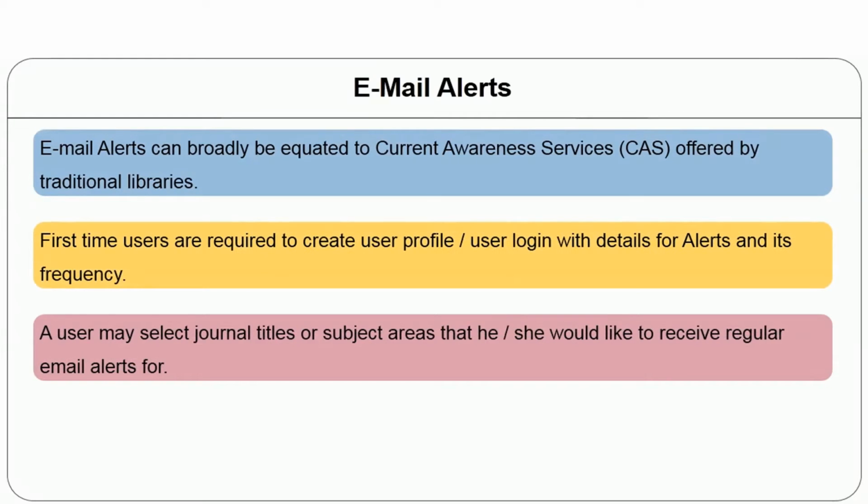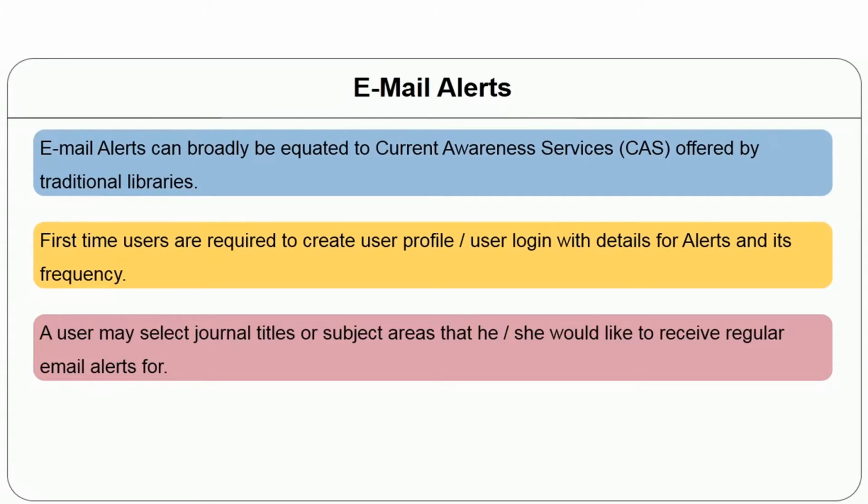And this alert can also broadly be equated to the current awareness service. This was the traditional service the library was offering. So the same current awareness service can be replaced with the email alert, or maybe it can be fine-tuned with email alert for better usage.